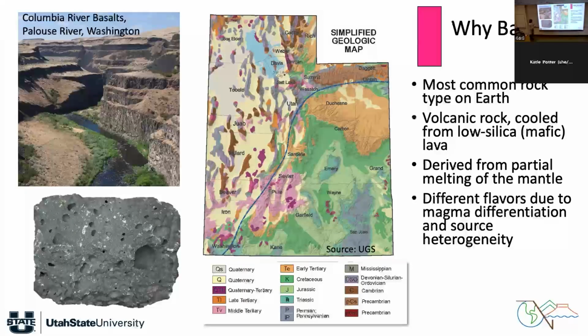Throughout the world, though, basalts are a major part of the landscape. They're the most common rock type on Earth. They're produced in basically every plate tectonic process associated with magma, as well as intraplate processes like plumes. And they're derived from partial melting of the mantle. They also contain a geochemical record of not only the source from which they derive through partial melting, but also all of the different differentiation that can occur in that magma as it's making its way to the surface.